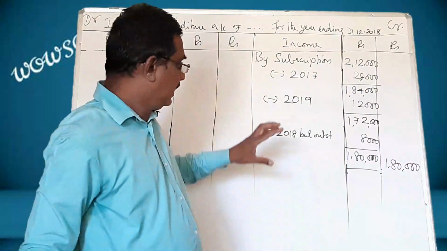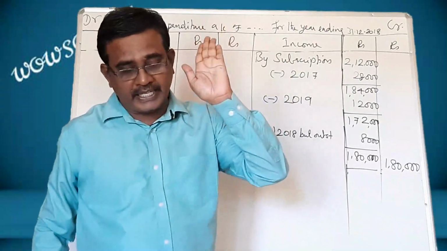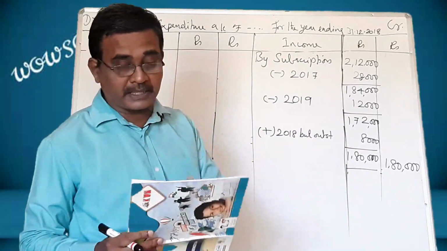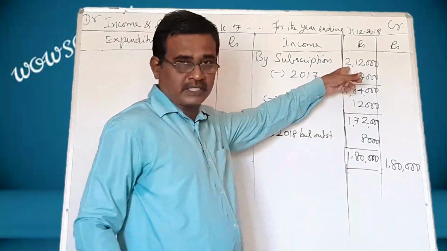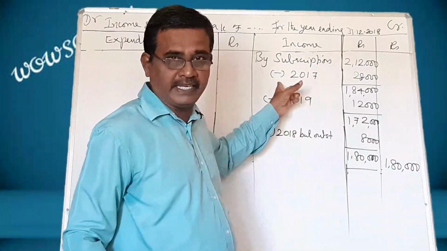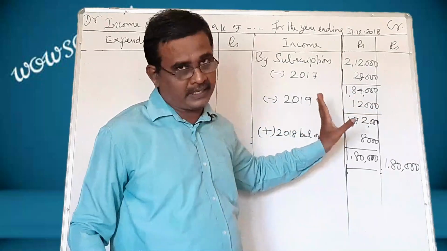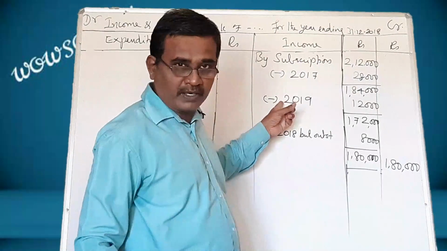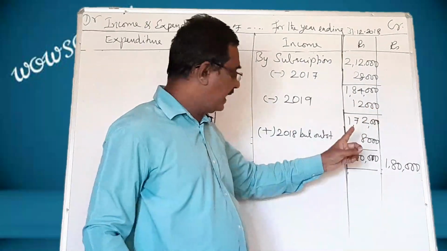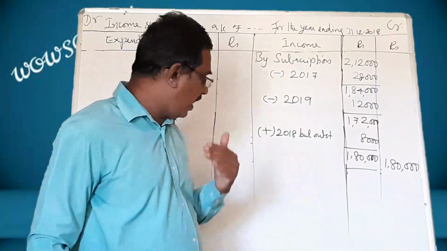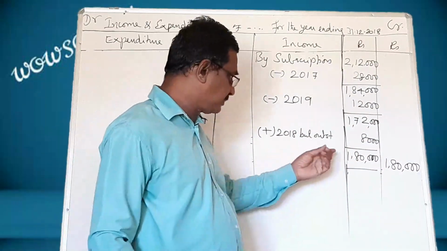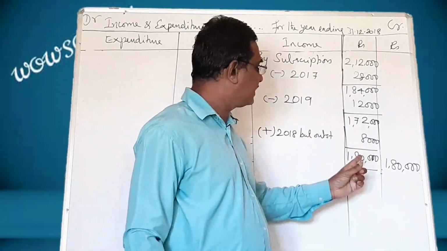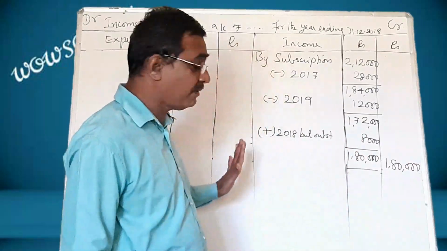Again, let me tell you, the subscription meant for that particular year alone should be shown in the outer column. In this sum, they have given the total subscription 2,12,000. From this, the subscription meant for 2017 is subtracted and the remaining amount is 1,84,000. From this amount, you have to subtract the subscription meant for 2019. That is subtracted and the amount is this one. And for 2018, still we have to collect a subscription of 8,000. That should be added and shown in the outer column. We have added that and it is shown in the outer column. This is the way of showing.